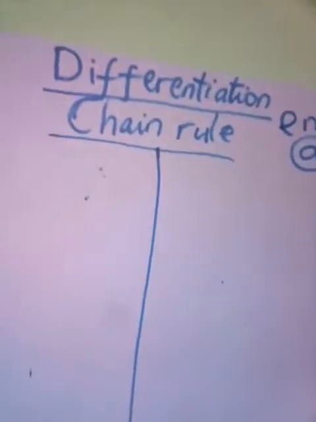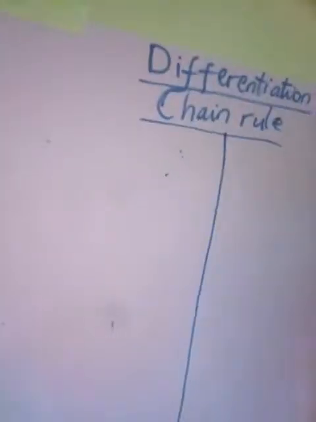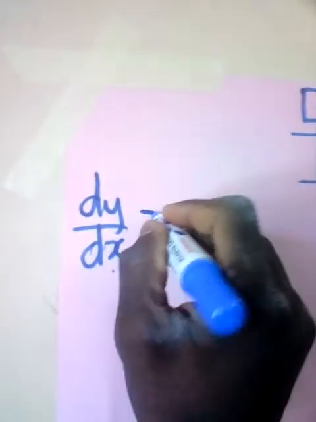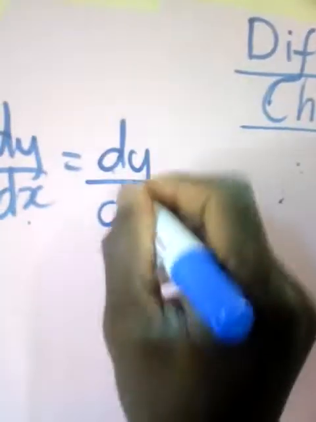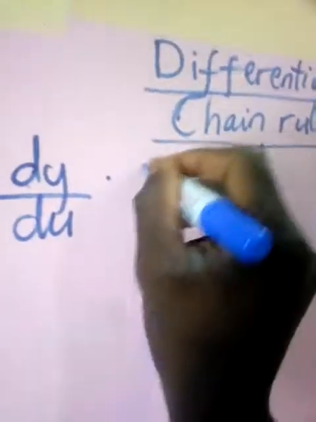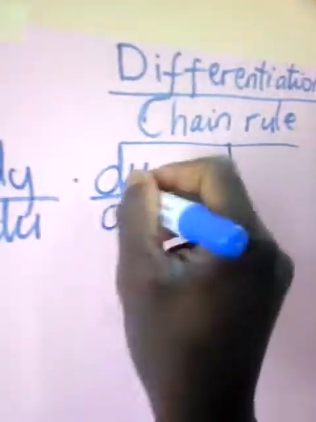Okay, so basically the chain rule is a kind of collective rule, I won't say generic, which makes use of the u substitution. It can be applied to trigonometric functions like sine, cosine, and tangent. So dy/dx is equal to dy/du multiplied by du/dx.